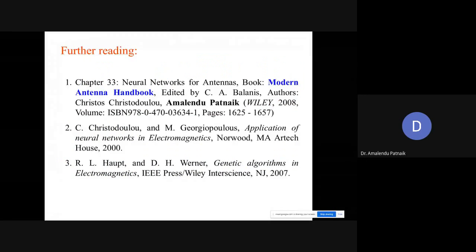For further reading, you can see one of our book chapters that I have written in the Modern Antenna Handbook by Balanis. Myself and Professor Kistus, we have written one book chapter on neural networks for antennas. You can see that particular chapter to find out what are the different ways of applying neural networks for antenna designing, where to apply, how to apply, when to apply. Those specific treatment bits you can find in this chapter.